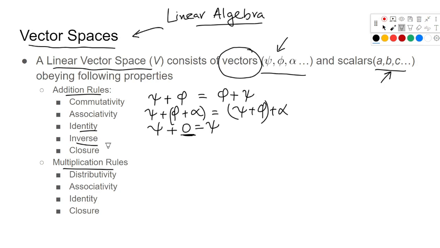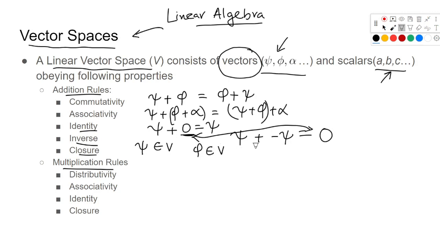Then you have the concept of inverse of a vector. That is, for every vector, there exists its inverse, and when they add together, they produce the zero vector, which we just studied about here. And then we have the concept of closure. That is, if this vector is a part of this vector space, and this vector is also a part of this vector space, then adding them together will also be in that same vector space. So you can add two vectors and you stay within the vector space that you started off with. That's the concept of closure.